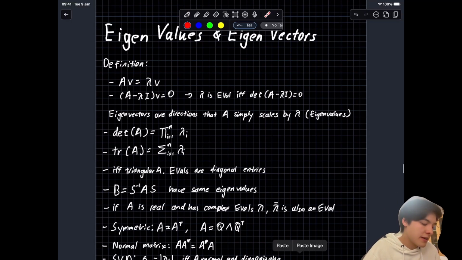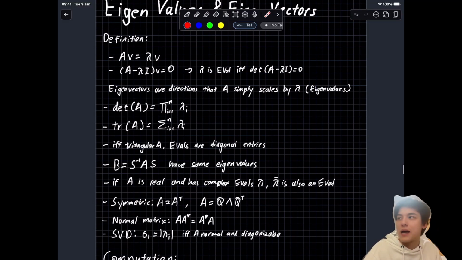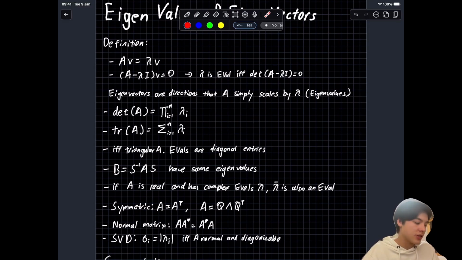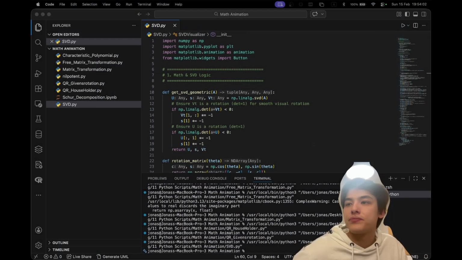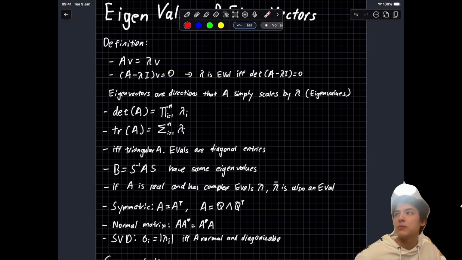And this also means A minus lambda I times v equals 0 if lambda is an eigenvalue. That means the determinant of that is 0. Later we have an animation where I can actually show you. Actually, let me show you this right now. Or actually after I do the calculations. Maybe better.